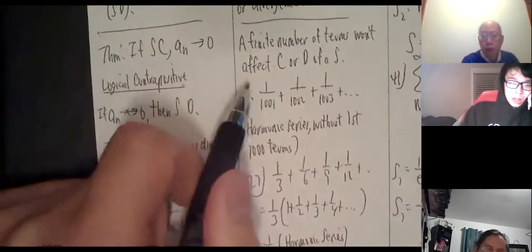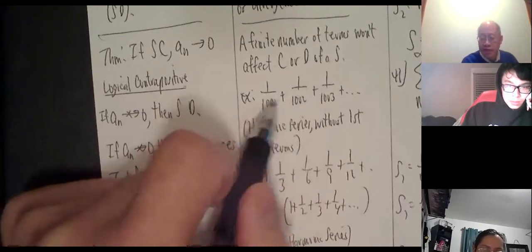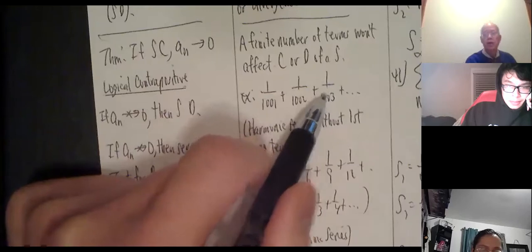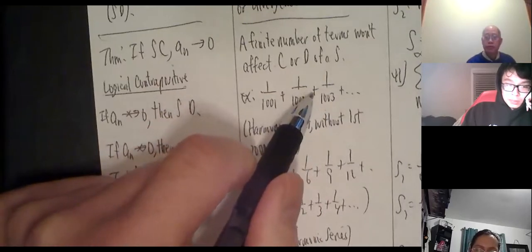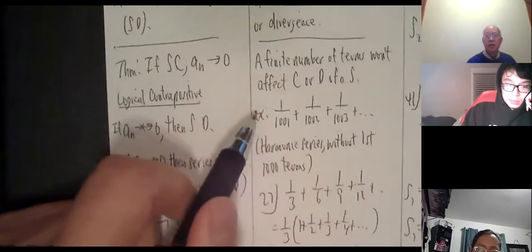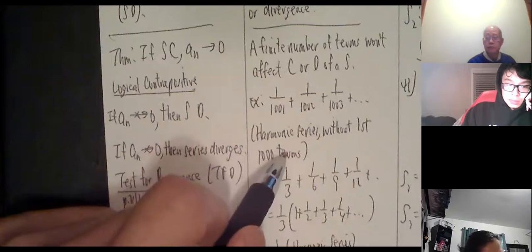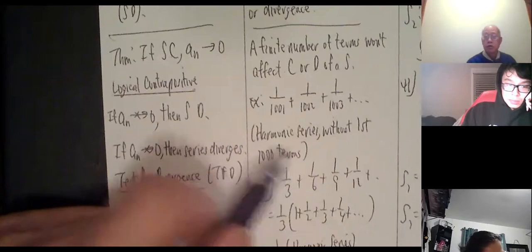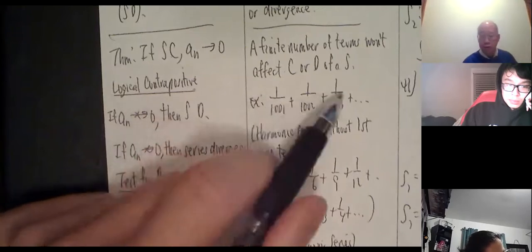Here's an example. 1 over 1001, 1 over 1002, 1 over 1003. You can see it's already pretty small. But believe it or not, this still blows up to infinity. This is the harmonic series throwing out the first 1,000 terms. So if I've thrown out the first 1,000 terms, I won't affect convergence or divergence. So this thing still diverges.